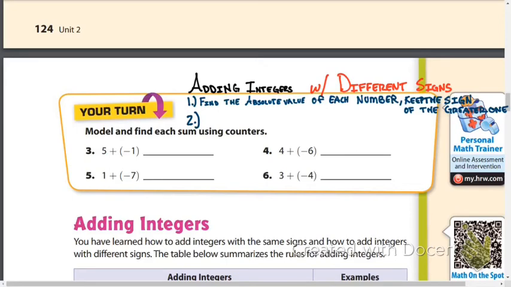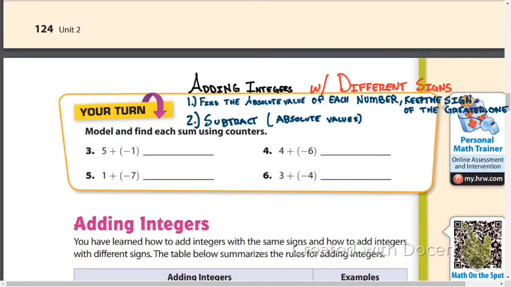Number 2 is subtract the absolute values. I'm going to put absolute values in parentheses. So that's what we're going to be practicing right now. We're going to practice adding integers with different signs. So let's take a look at number 3.